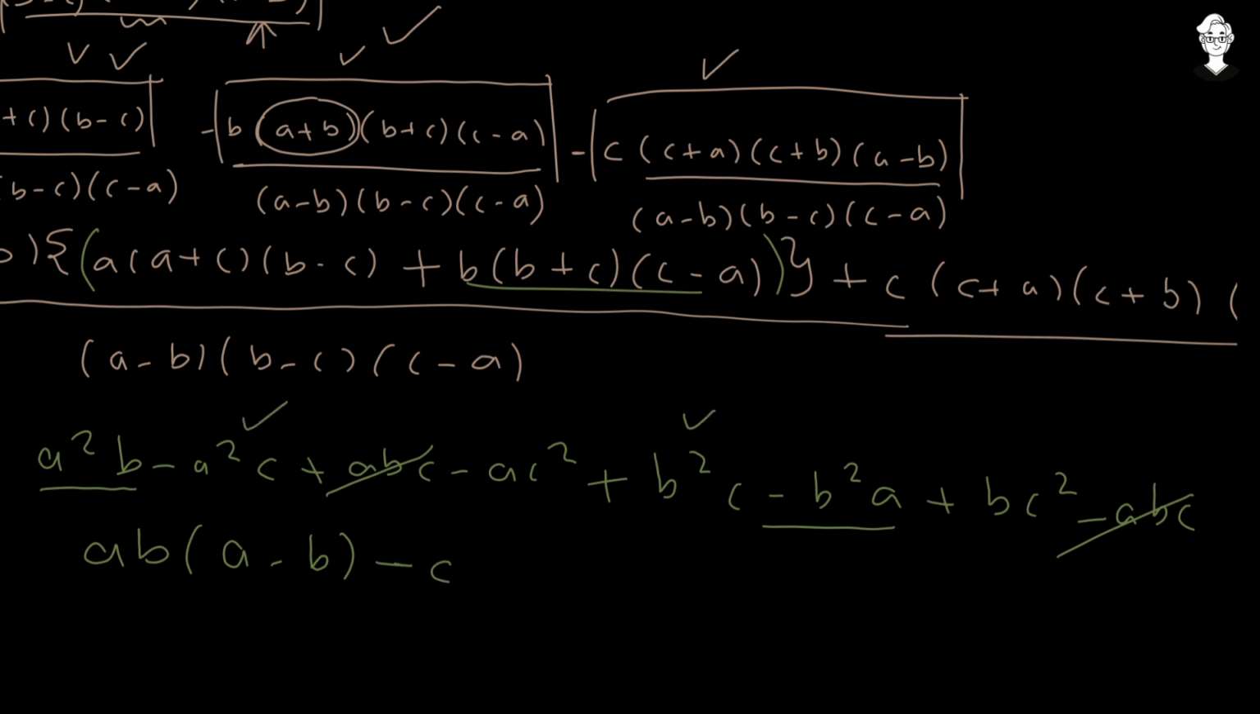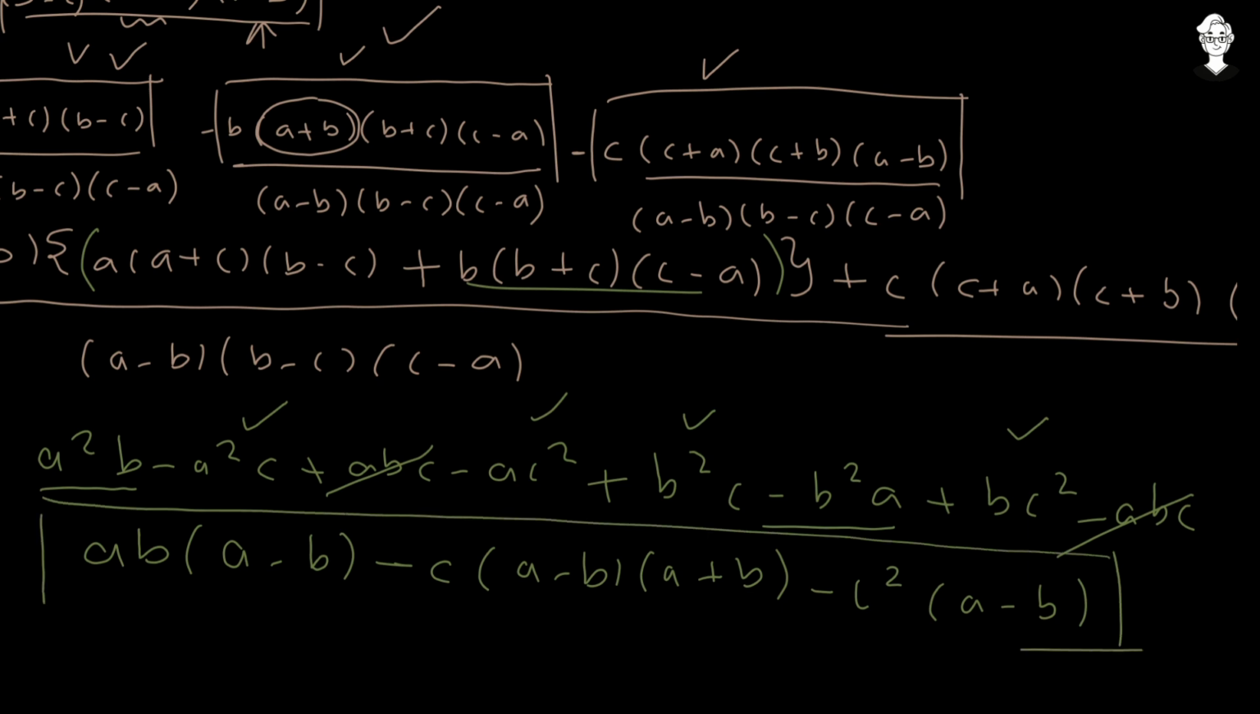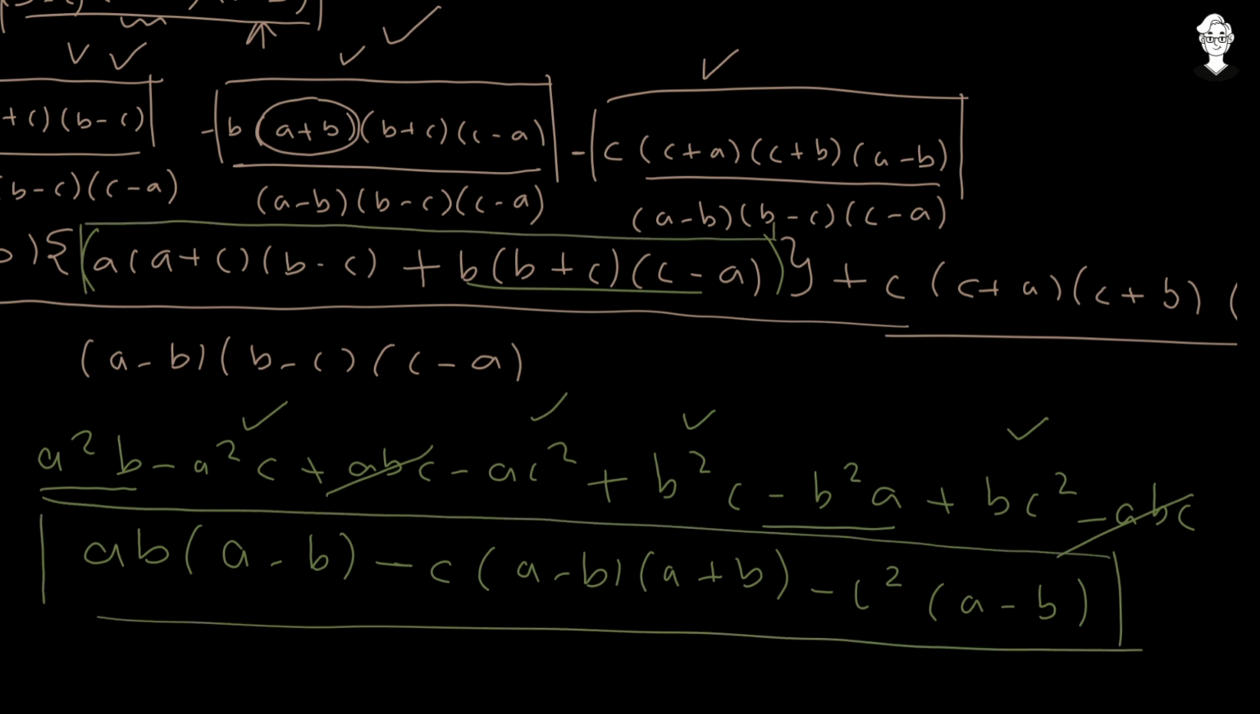I can take negative c common, so inside the bracket I will get a square minus b square, that is a minus b multiplied with a plus b. And now from this and this I can take negative c square common, so inside the bracket a minus b. Okay, so this particular thing over here can replace this particular bracket that was present over here.